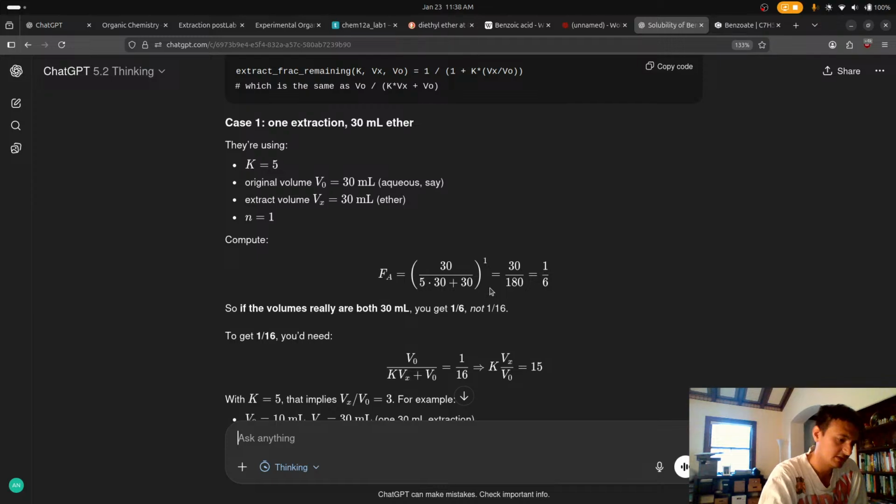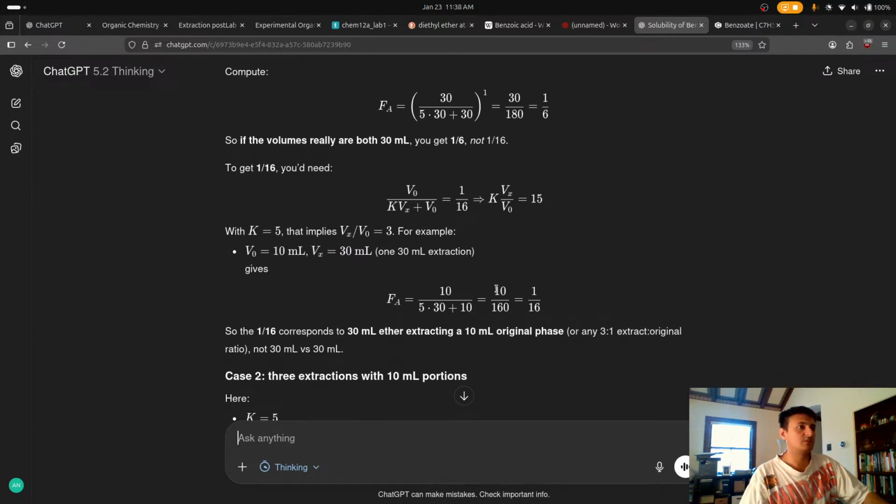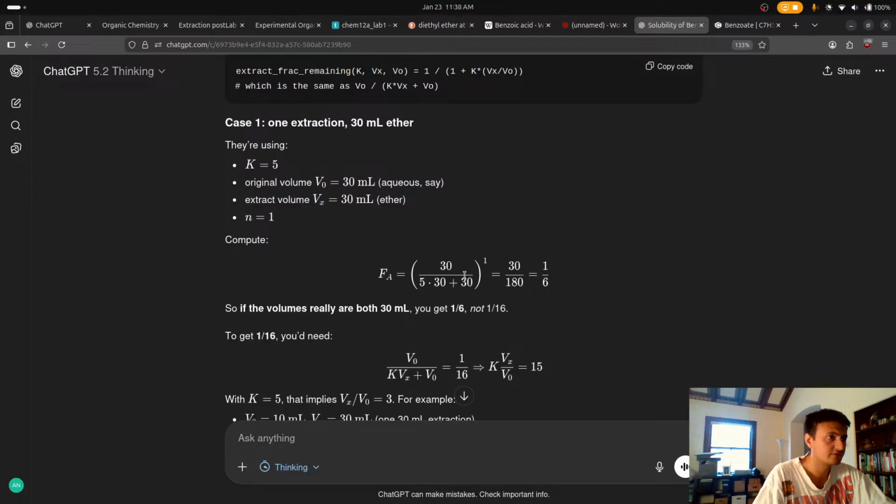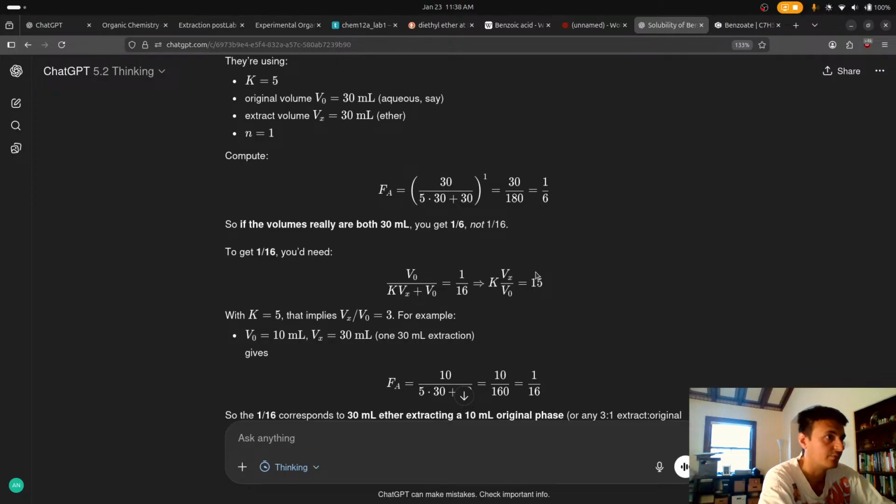So wait. Use it in my program. So k times 1 plus 1 is not right. But k is 5. But that's 1/6. Oh, but the volumes aren't. Yeah, you get 1. Yeah, oh, that's what I was saying.